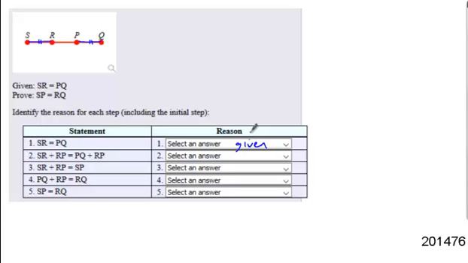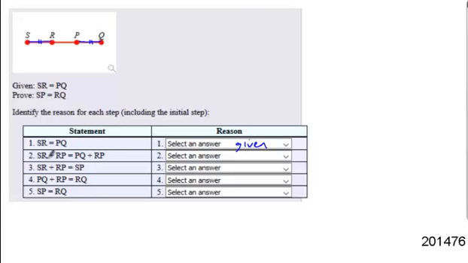Okay, so does that fit the structure of segment addition? Two things add up to equal a third thing. No, it does not, right? This is two things add up to equal two things. Okay, so this is not segment addition. That shouldn't even be a consideration.